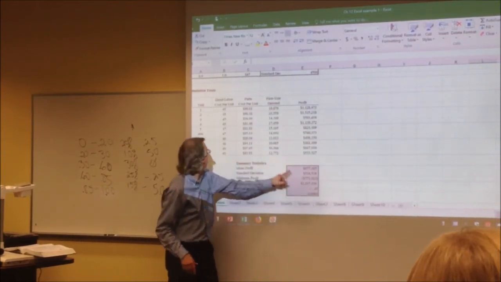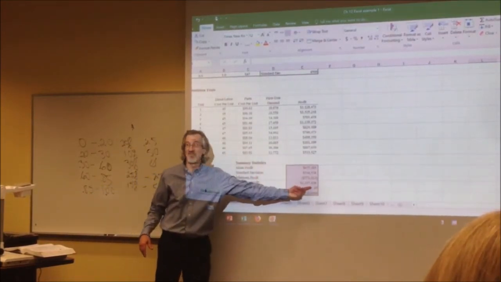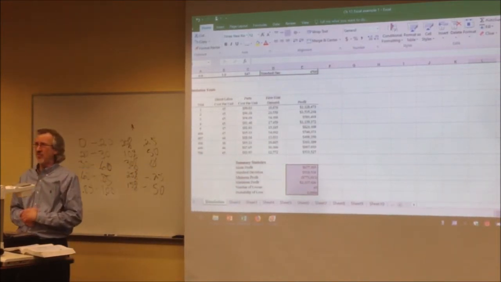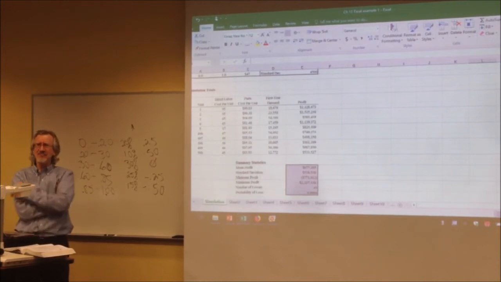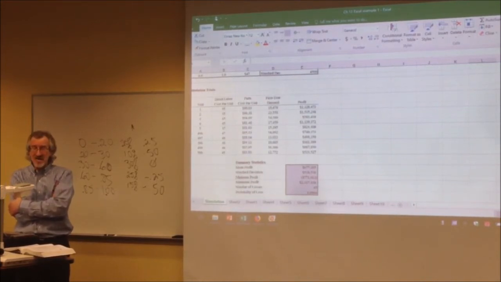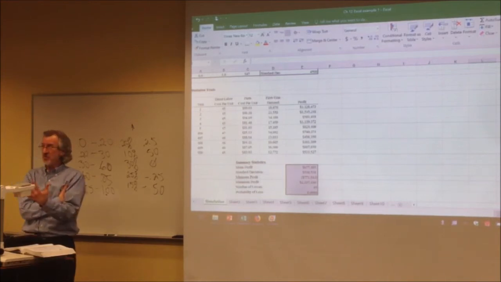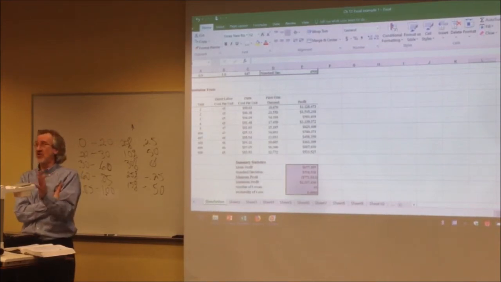45 divided by 500. Is it 500 here? 45 divided by 500. That's about 9%, I think. Is that right? Someone check that out for me. A 9% chance of a loss, to me, is very risky. Very risky. I used to always say 5% or less.